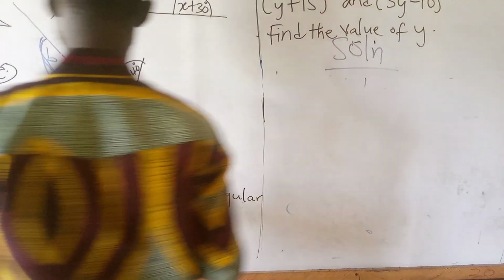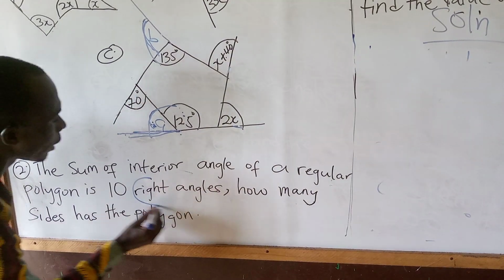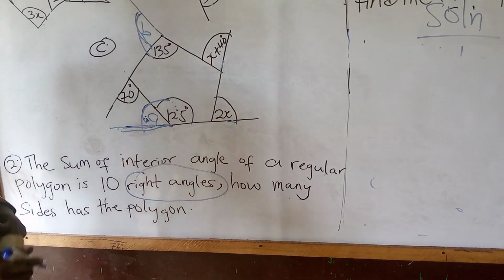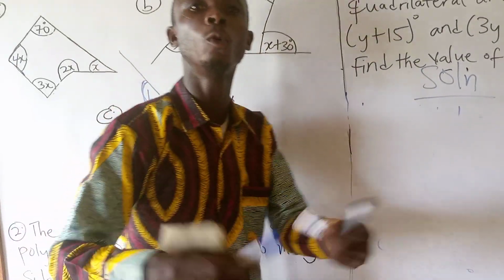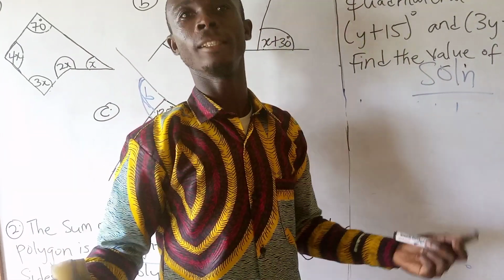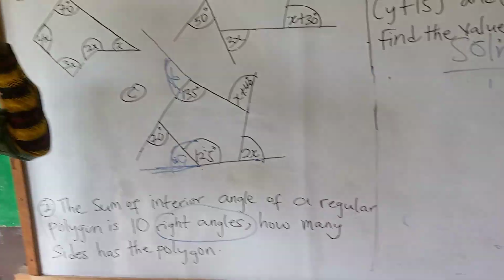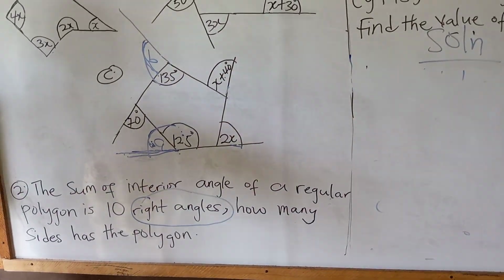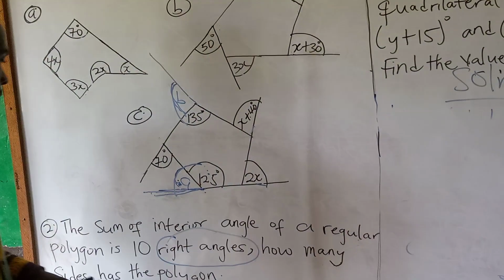So this is the keyword here: right angle. You ask yourself, what is a right angle? A right angle is an angle equal to 90 degrees. I haven't started with angles, but you should know that a right angle is an angle which is equal to 90 degrees.